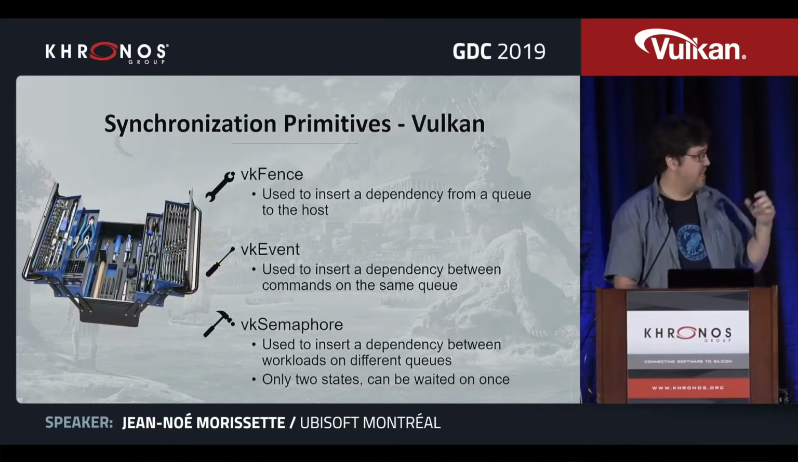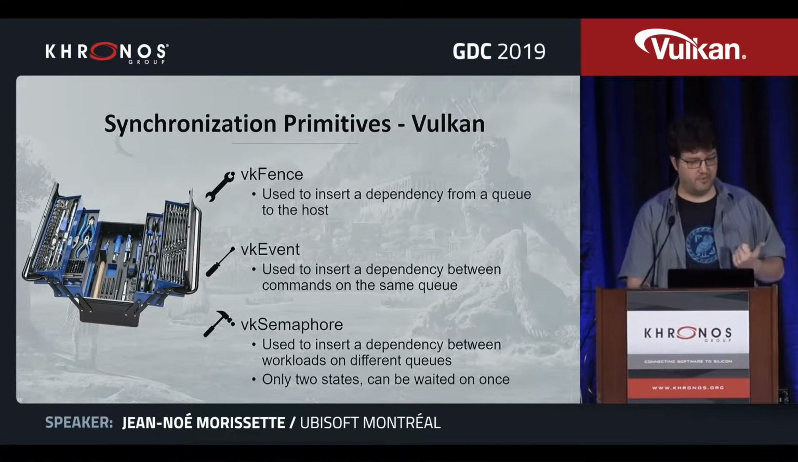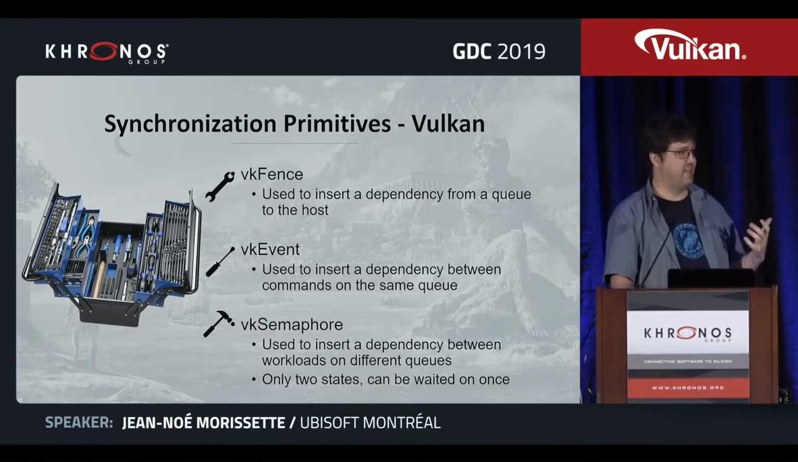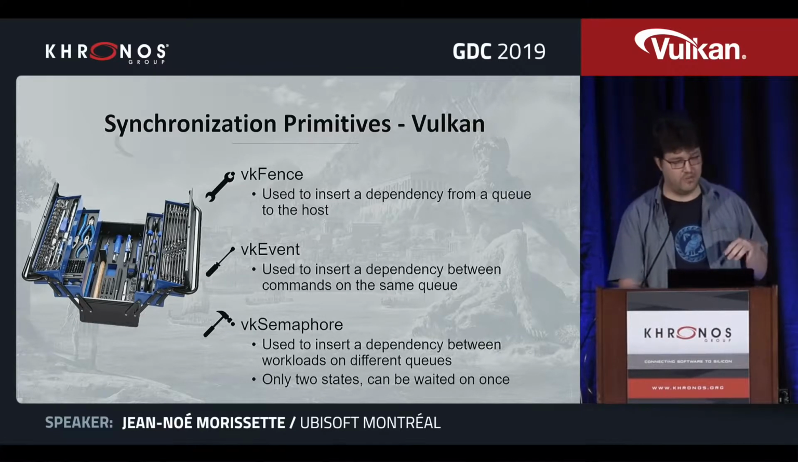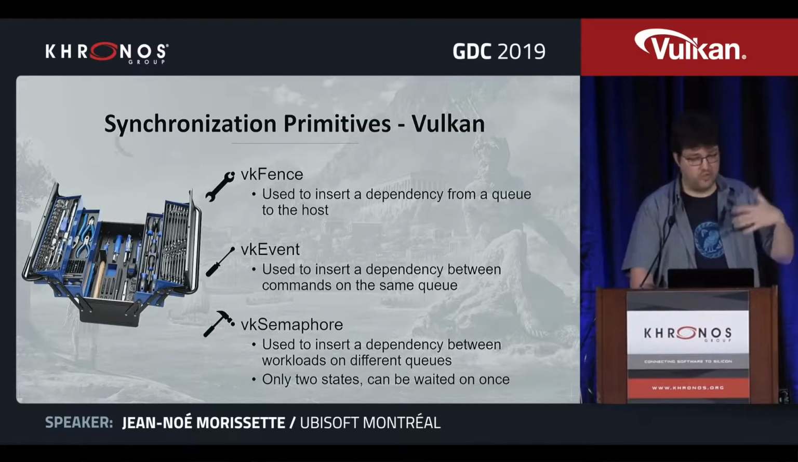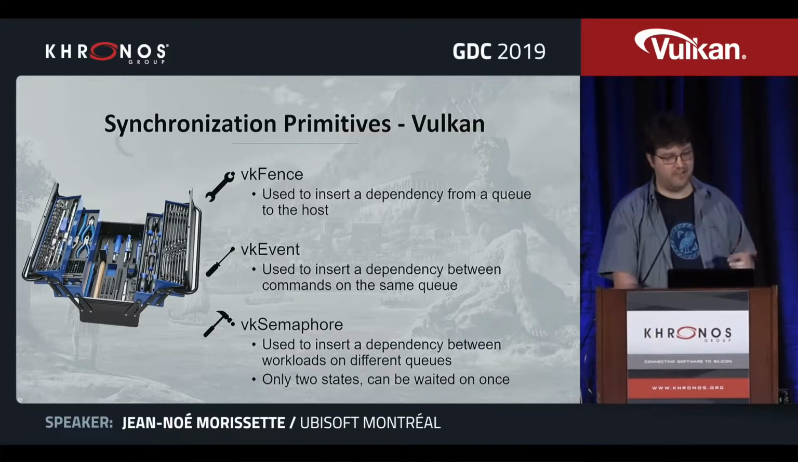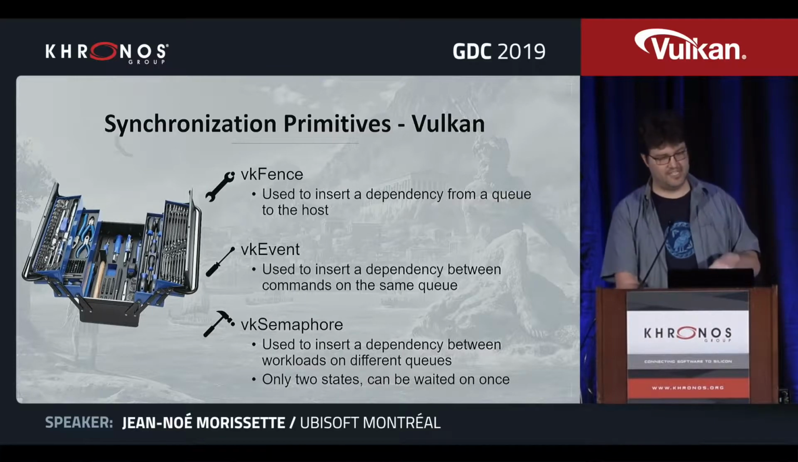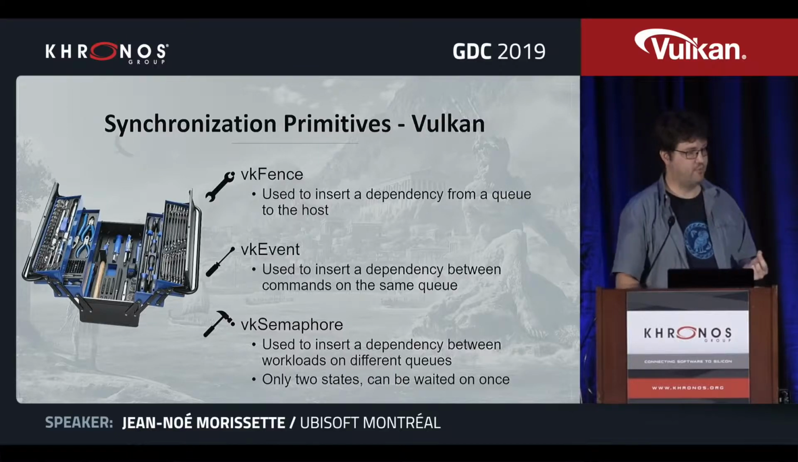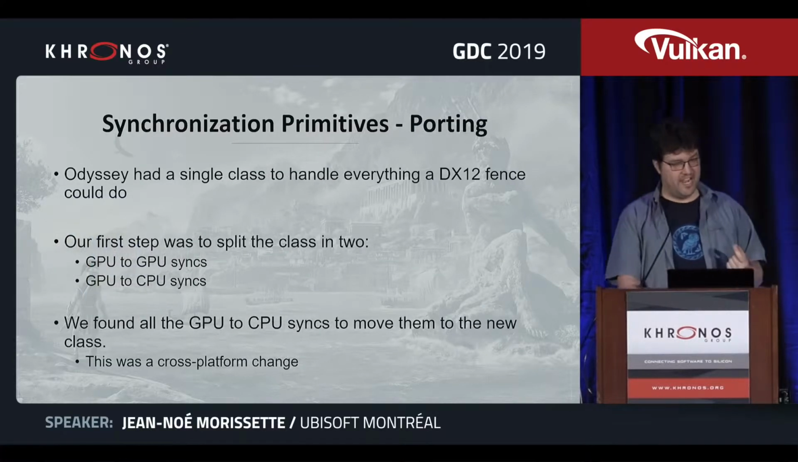When you get to Vulkan, this is split into different synchronization primitives. You have the fence for when you want to go from GPU to CPU. You have events to synchronize workloads on the same queue, and then semaphores to synchronize workloads on the same queue or different queues. And it can only have two states, signaled or unsignaled. When you wait on it, it unsignals it, so it can only be waited on once. And then what do we get?